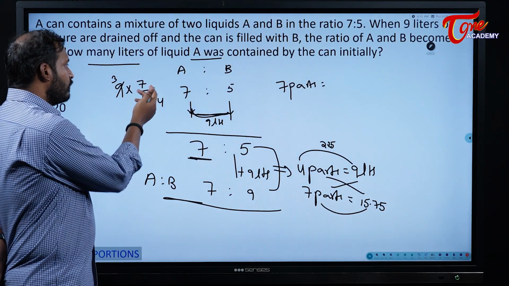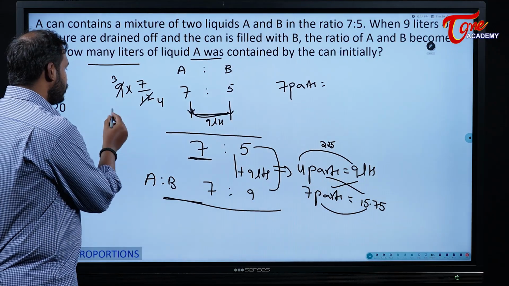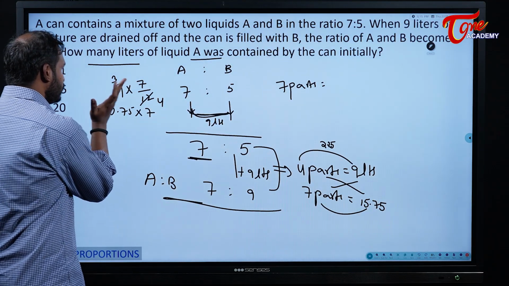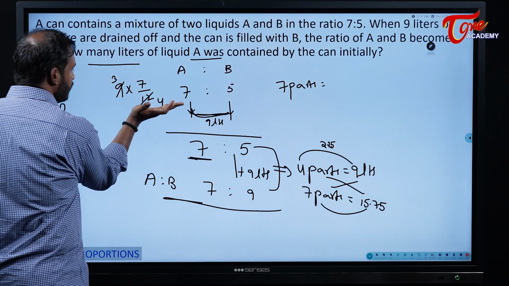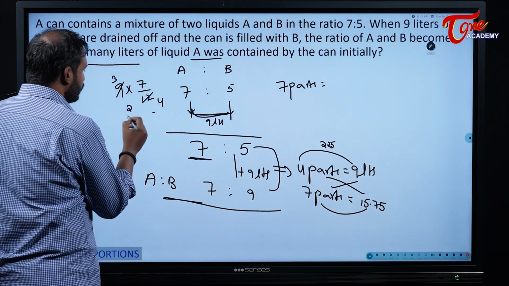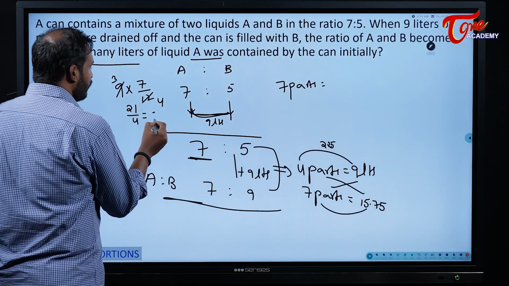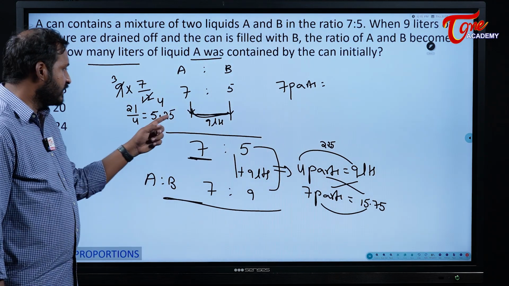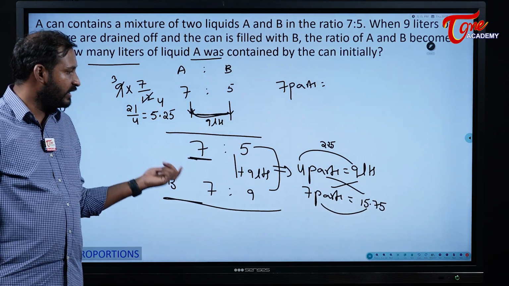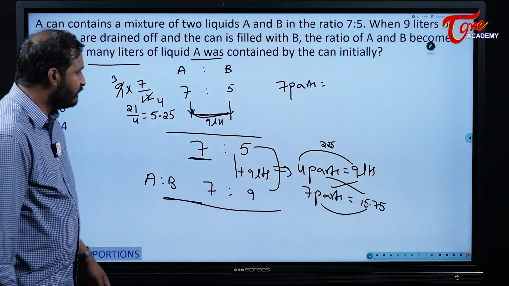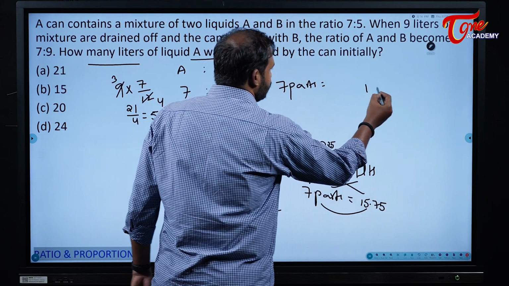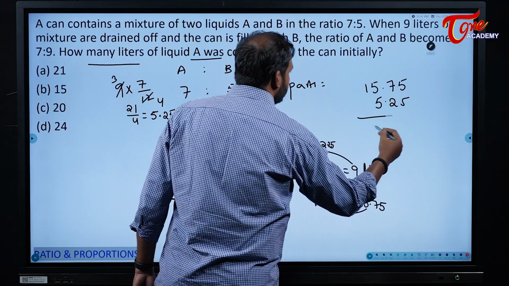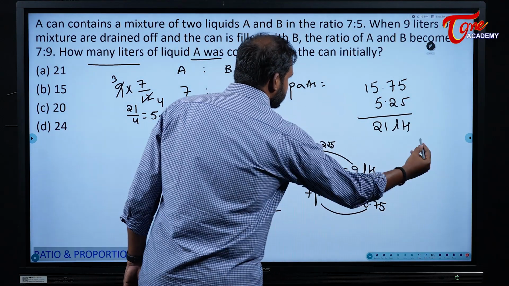3 by 4 means 0.75. 0.75 into 7. Calculate this, or else 21 by 4, that is very much easy for us. 21 by 4 will become 5.25. Actually, initially we have taken out 5.25, and finally we have 15.75. So the initial quantity is 15.75 plus 5.25. This will become 21 liters.